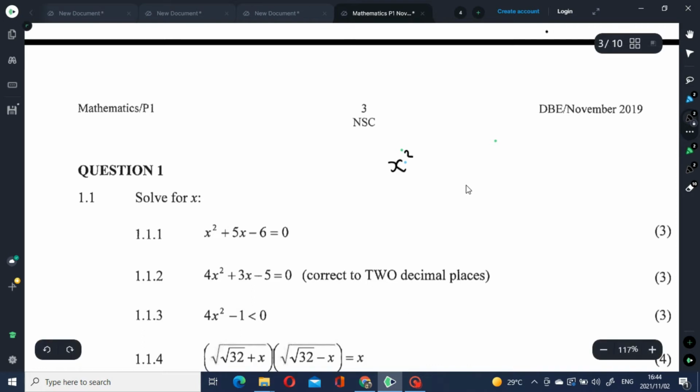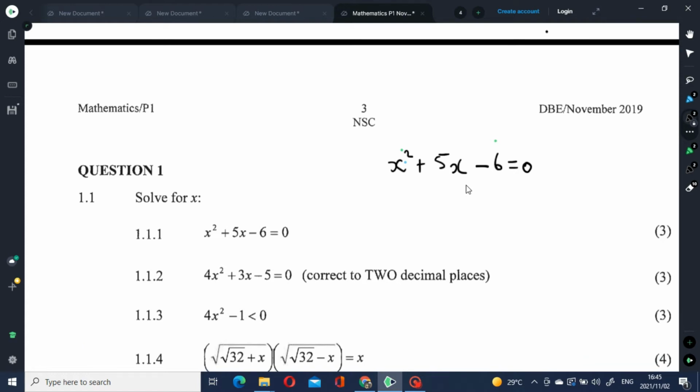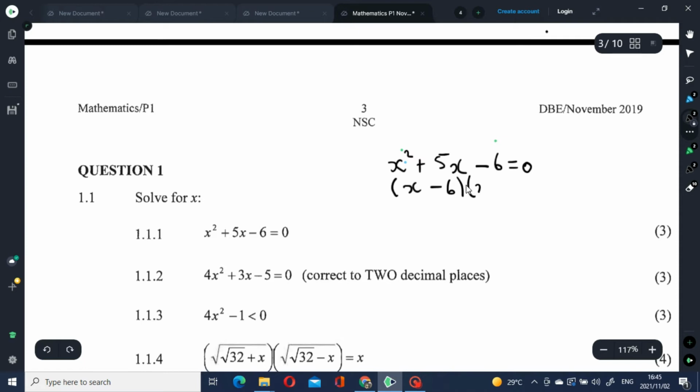So the idea is to write the quadratic equation in standard form. Luckily it's already in standard form. So it's x squared plus 5x minus 6 is equal to 0. And by inspection it seems like we can get perfect squares. So we write the expression on the left hand side as two factors. It seems like (x plus 6)(x minus 1) should be equal to 0.